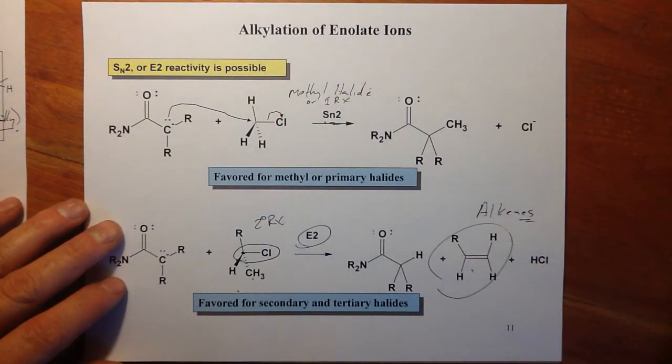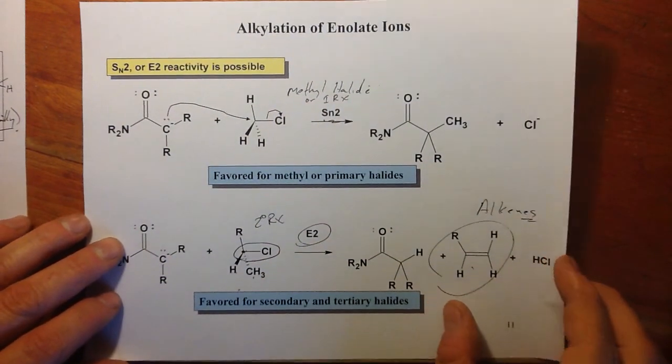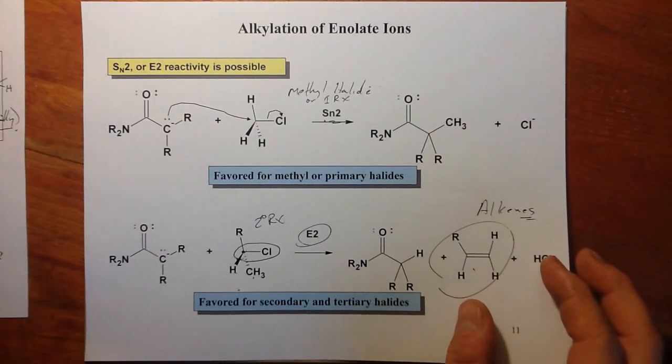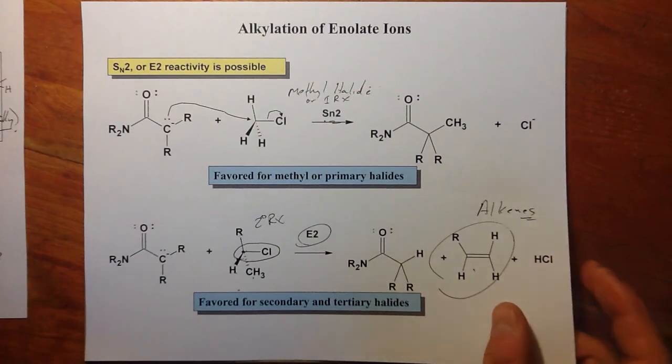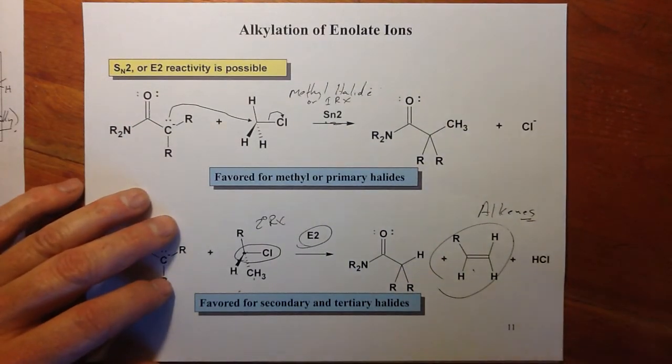Well, that's it. In the next two videos, we'll be looking at enolate ions attacking class 2 carbonyls, ketones, aldehydes, and attacking, in the fourth video, esters. Bye-bye.